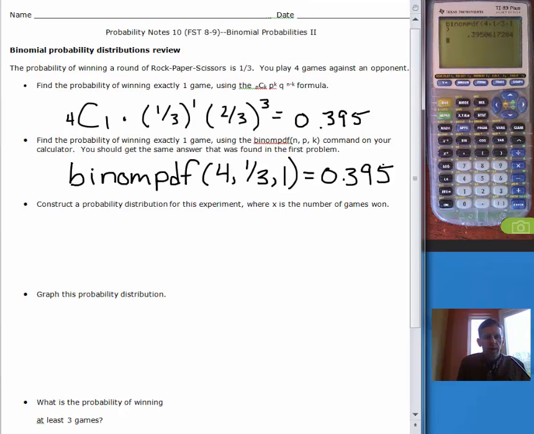So we will write down this command on your paper as well, just to remind you what values you're going to plug into your calculator when you do this.